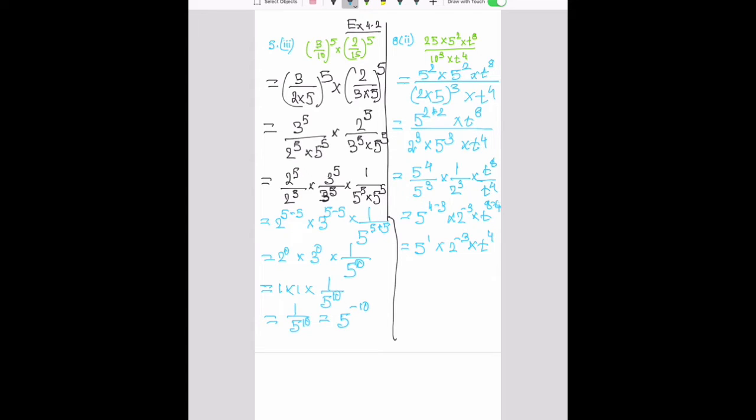That's our answer. We can keep it like this, or we can also keep it as 5 into t to the power 4 by 2 to the power 3. 2 to the power minus 3 is nothing but 1 by 2 to the power 3, the reciprocal. So whichever way we want to keep it, we can keep it, right? That will not change anything. So this is the way we can do this.